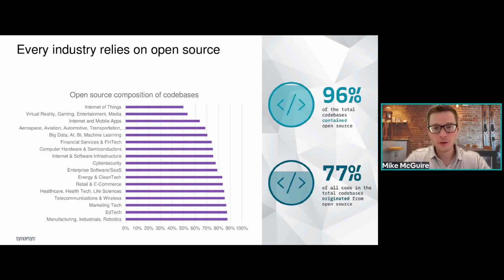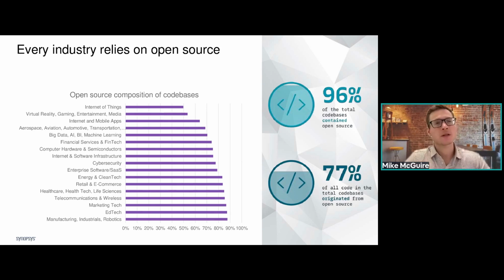Almost all of the code bases that we analyzed and audited contained some sort of open source. 96% contained some sort of open source. And this was true across every single industry, right? Because as I mentioned previously, every company is considered a software company. Everybody is using software or open source software. And it's not just a little bit of open source software, it's a lot.